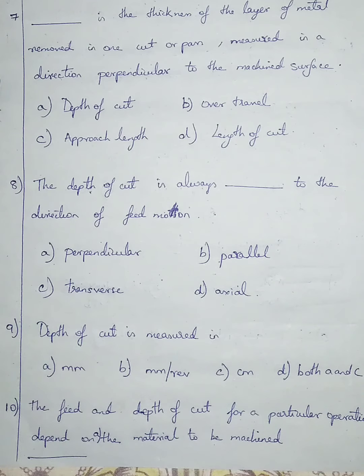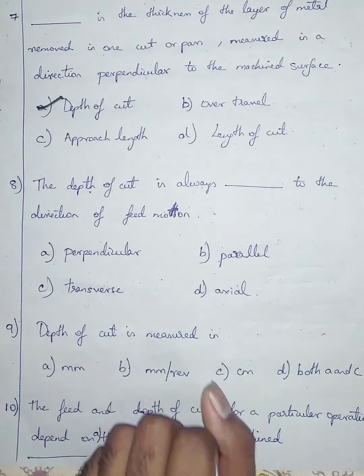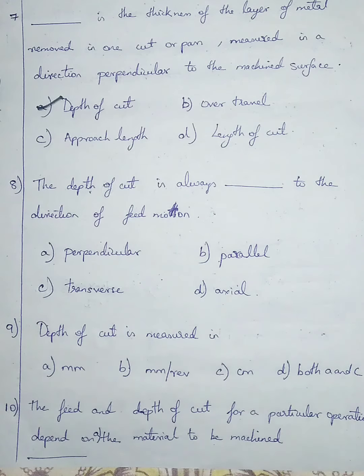Question number 7. Dash is the thickness of the layer of metal removed in one cut or pass, measured in the direction perpendicular to the machined surface. Option A, depth of cut. For one revolution, how much thickness is removed? This is the depth of cut. The depth of cut and feed are relatively similar. That is the distance traveled by the tool in one revolution.